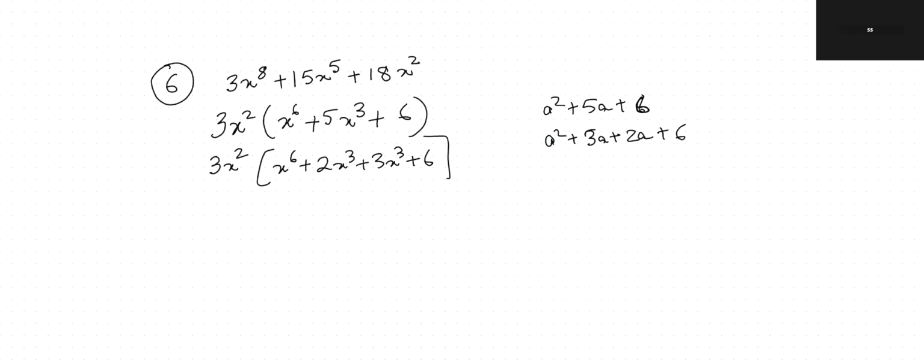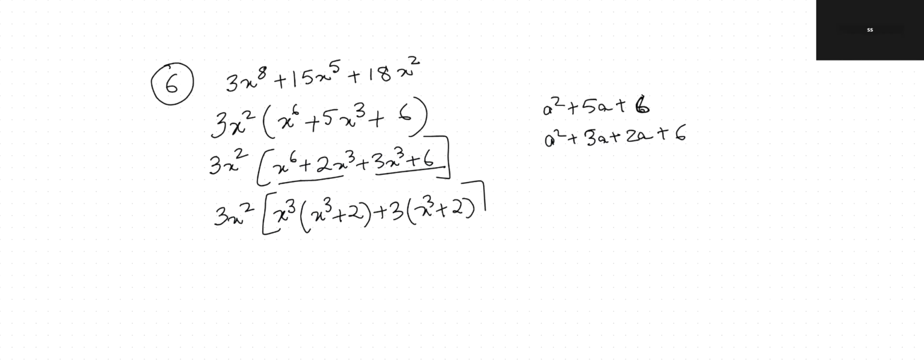So this is 3x squared. So this is x cubed. We can factor out x cubed. X cubed plus 2. Okay. X cubed is common here. So here 3 is common. So x cubed plus 2. So this gives 3x squared, x cubed plus 2, and x cubed plus 3.